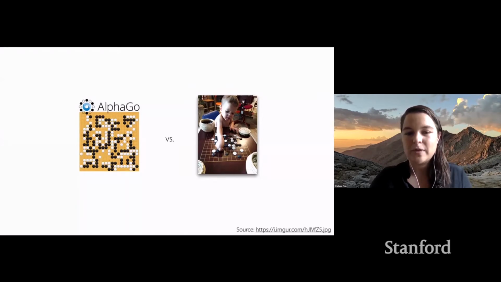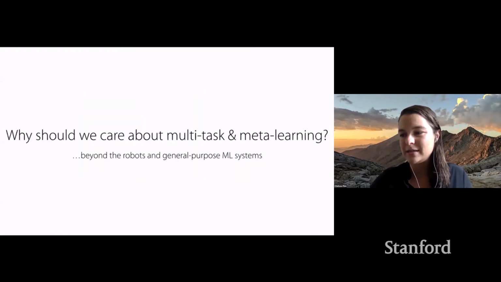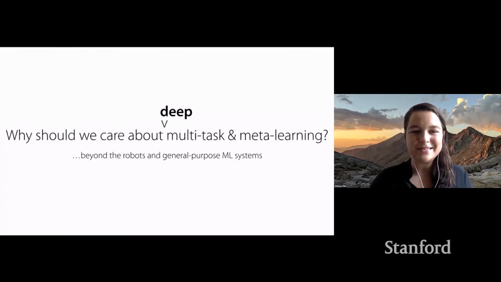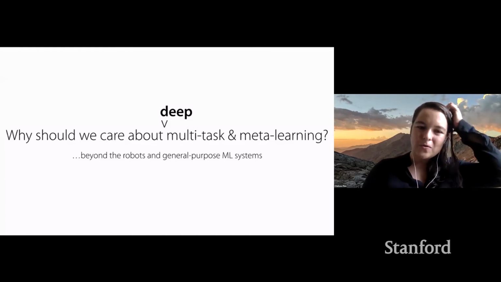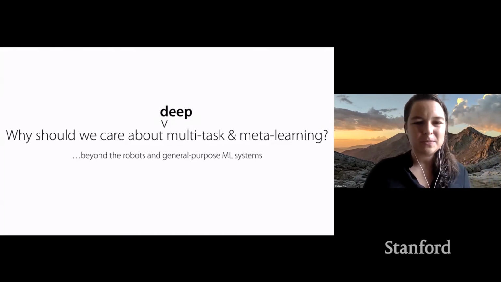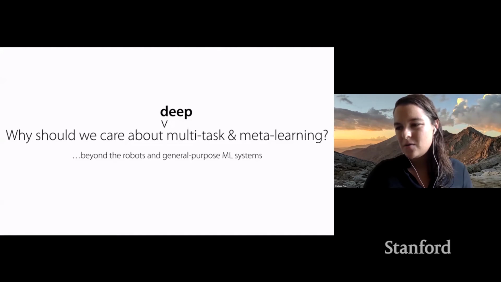Okay, so that's a bit about my research and why I'm pretty excited about building more generalist machine learning systems and the topics in this course. And beyond robots and beyond general purpose machine learning systems, why else should we care about multitask learning and meta learning? And first I'll talk about, well, why should we care about deep learning? Deep is in the title of this course. Many of you probably don't need too much motivation for using deep learning, but there are a few reasons why I care a lot about deep learning.